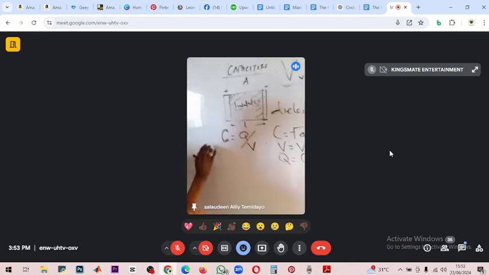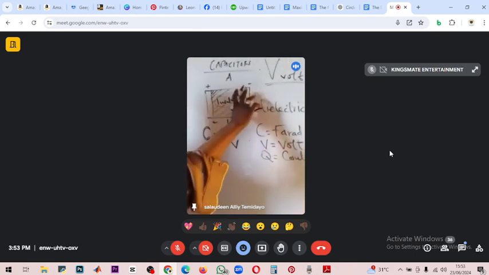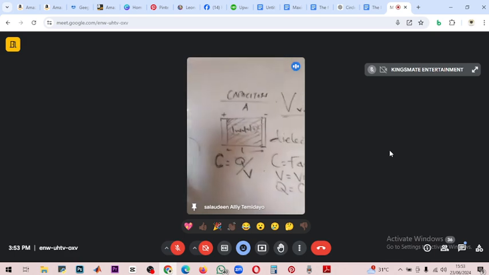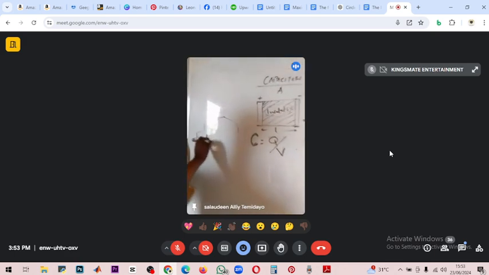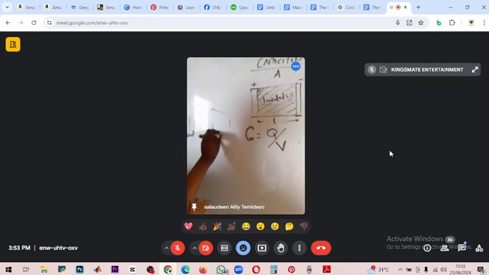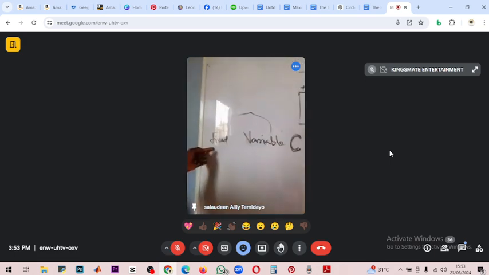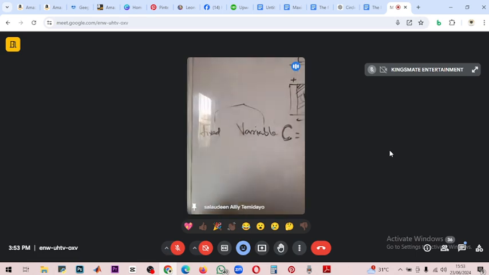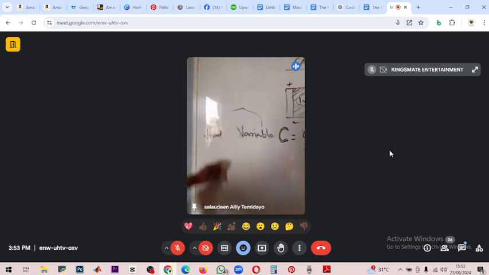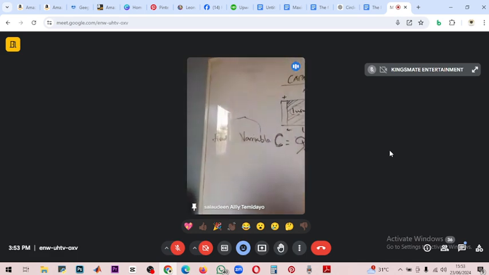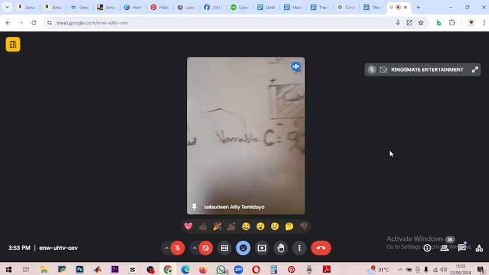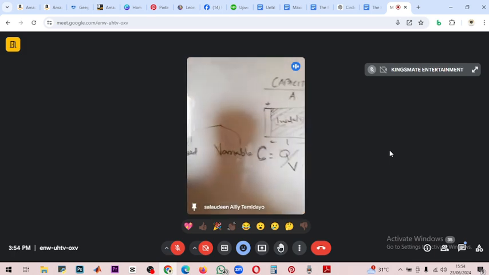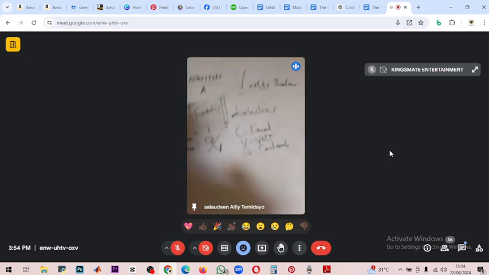So we have what these things depend on. Firstly, we have types of capacitors. We have several types, but they are basically divided into two: the fixed capacitor and the variable capacitor. Under these, we have the mica capacitor, the electrolytic capacitor, the trimmer capacitor, the paper capacitor, the glass capacitor, and more types. They have their own dielectric materials.